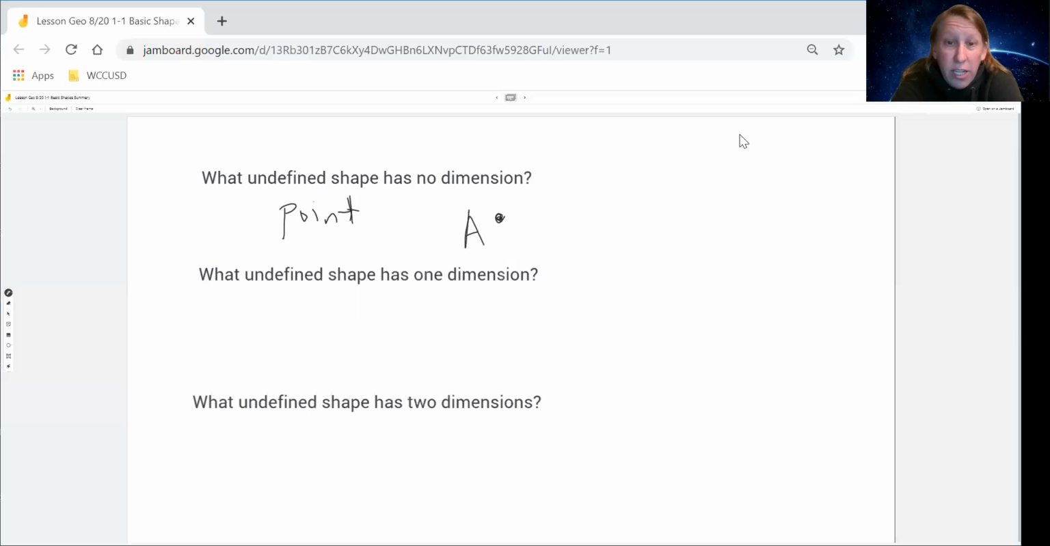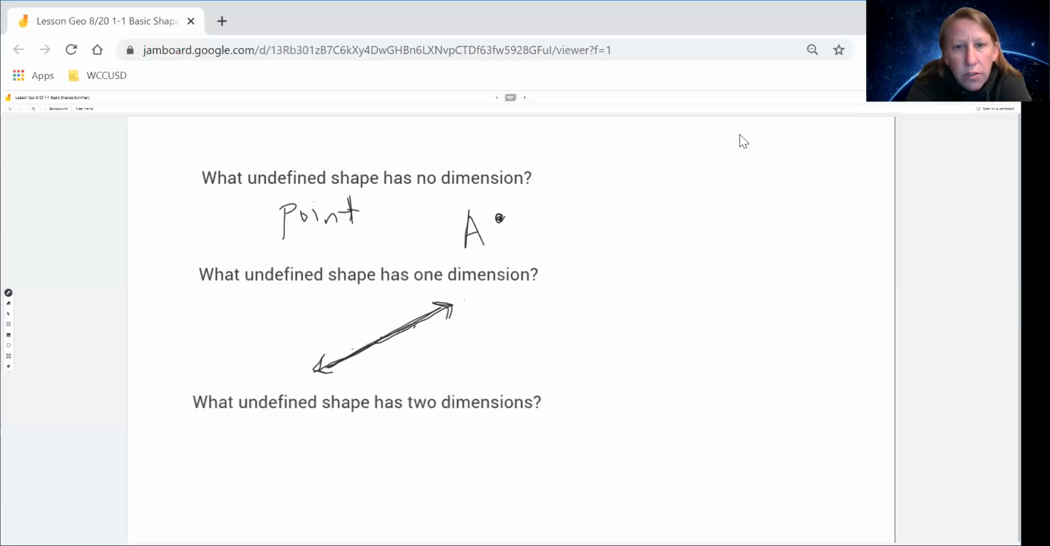What undefined shape has only one dimension? Well, when you put a lot of points next to a point, next to a point, next to a point, you start to create a line. So a line is an undefined term with one dimension.